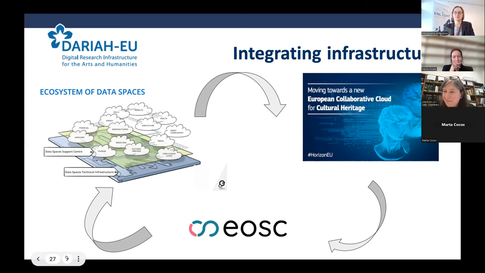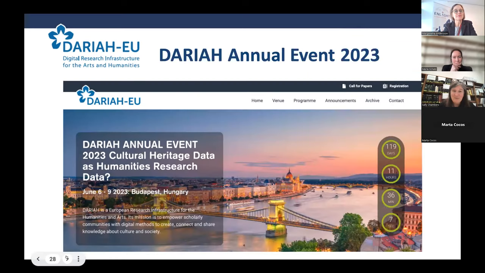Even if my diagram isn't very shiny, I think we really need to look at the interrelationships between these different initiatives. Just to sum that up, if you want to talk more about cultural heritage data as humanities research data, we'll be talking about it in June. And interestingly, this is where DARIA's annual event is. We've had double the number of submissions. So it's obviously not just me that's interested in this topic.